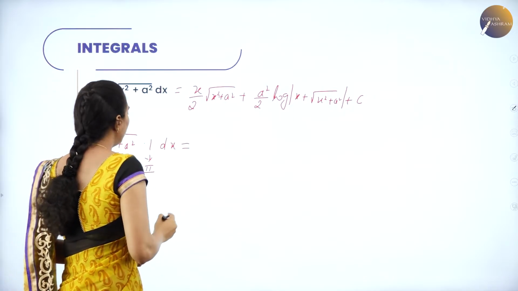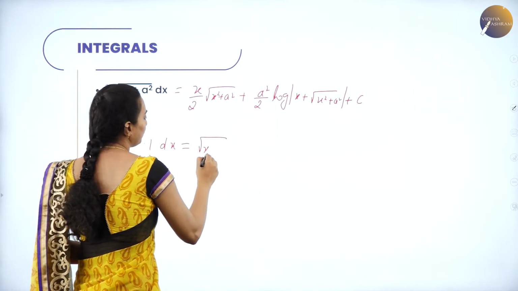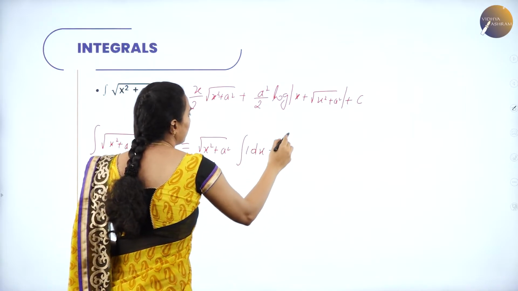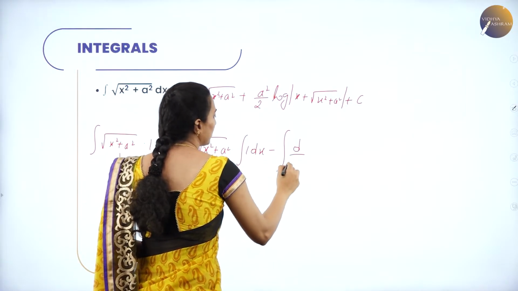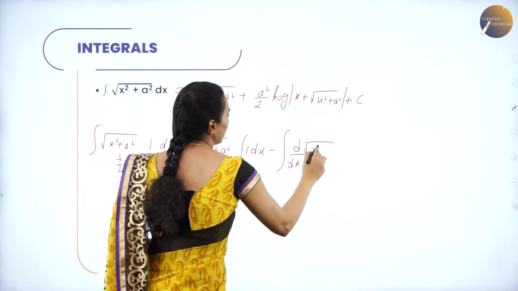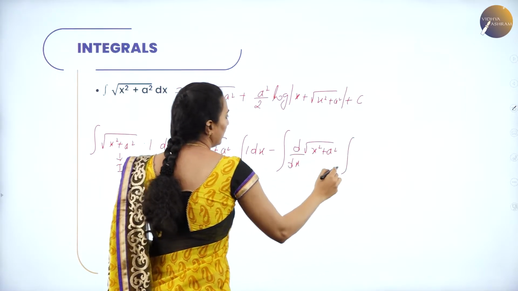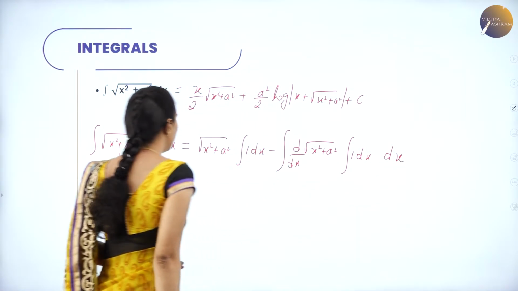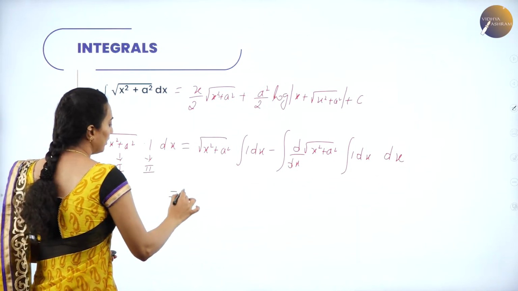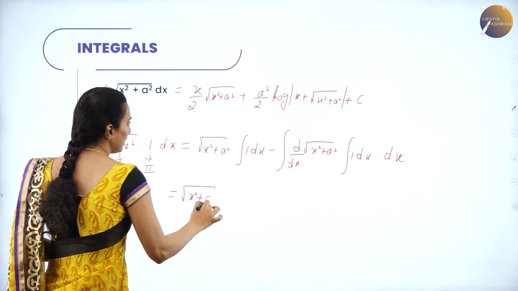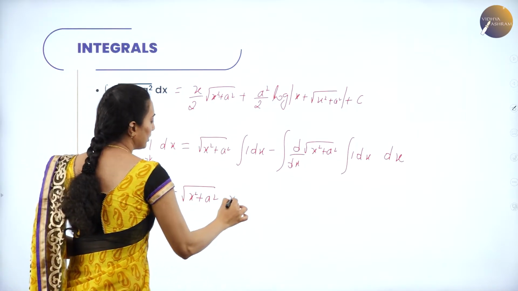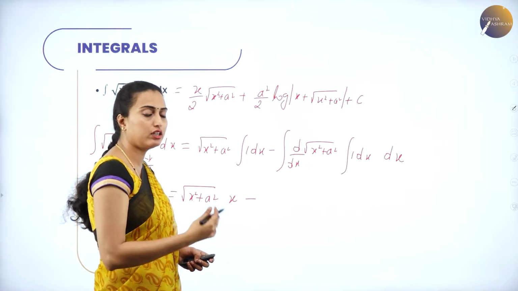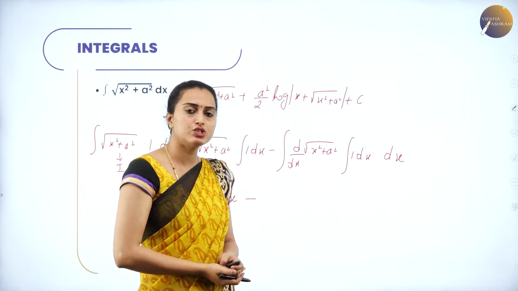Now according to the formula, first function into integral of second function, minus integral of d by dx of first function into integral of second function into dx. Now this will come, see here, under the root x square plus a squared into integral of 1 into dx is x, minus d by dx of x squared plus a squared under the root is what? Root x differentiation is nothing but what?